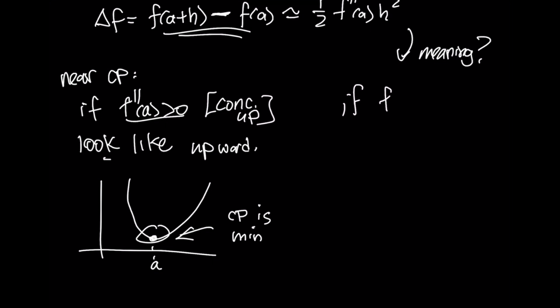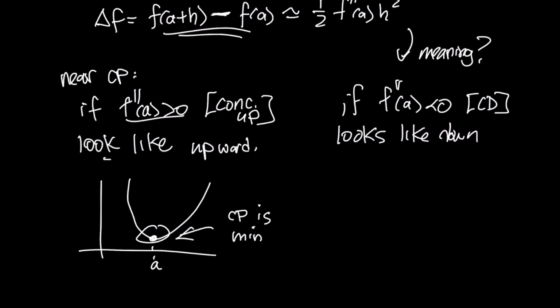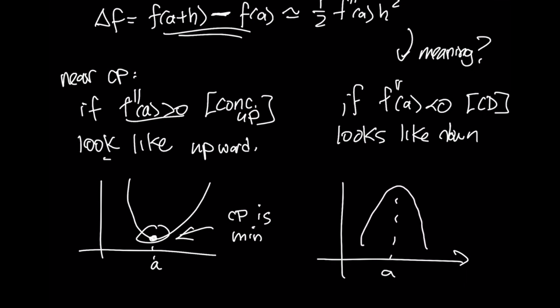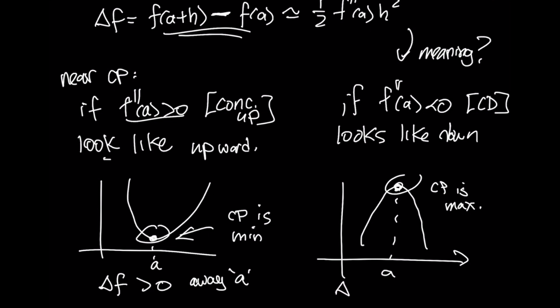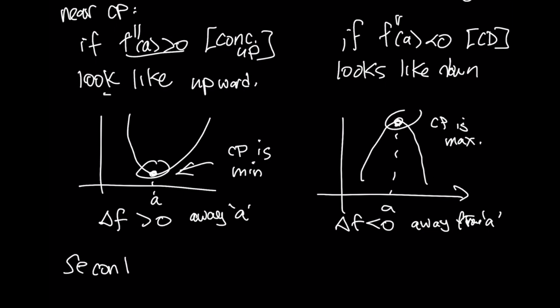If I have a second derivative value that's negative, it would be concave down, and it looks like a downward parabola. My function looks roughly quadratic, but because its second derivative is negative, it's a downward opening parabola, and that tells me that this critical point is a maximum. The change in value here would be a positive quantity away from a, and here the change in the value would be a negative quantity as I go away from a. This process right here is called the second derivative test for classifying critical points.